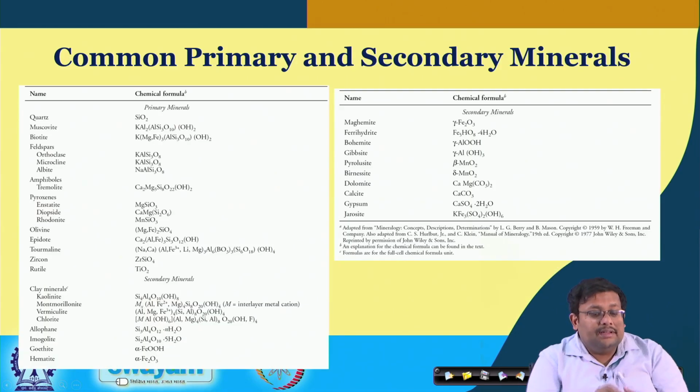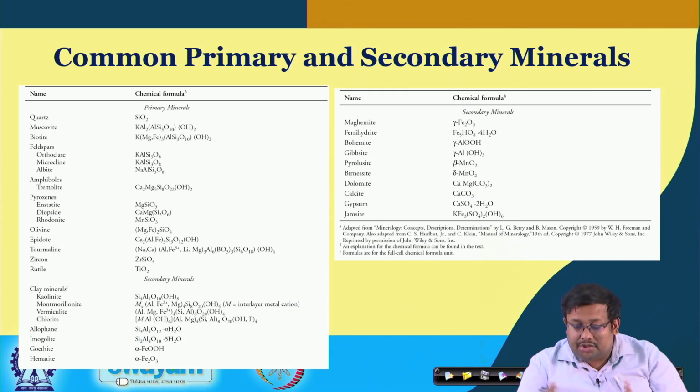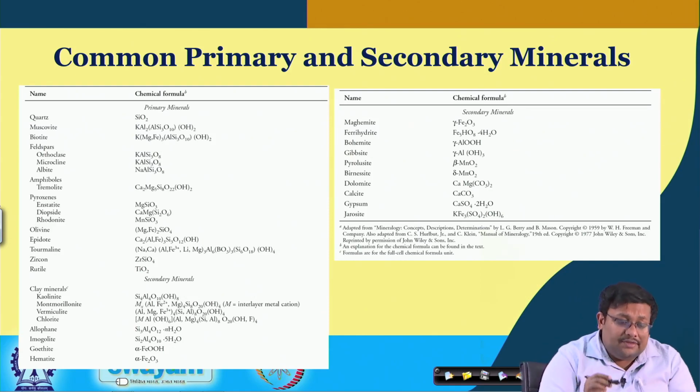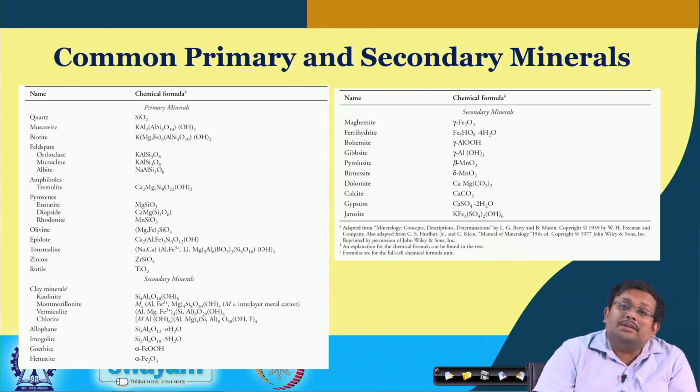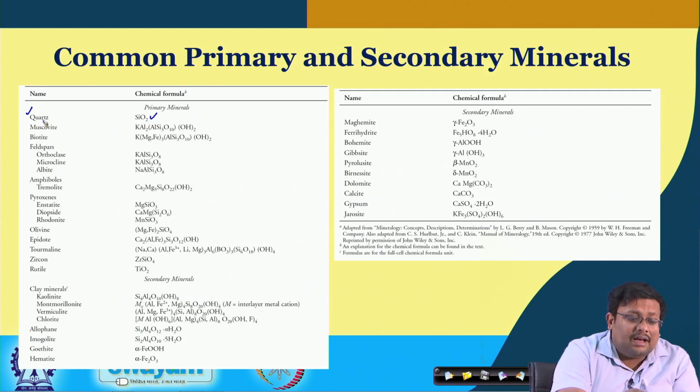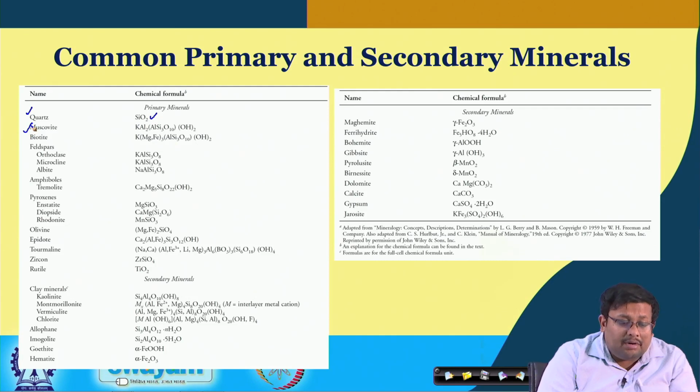So, these two tables basically show the different primary and secondary minerals which are present in the soil, and also their corresponding chemical formulas. As you can see from here, the most common primary minerals are quartz, which has a formula of SiO2, followed by the feldspars, and muscovite is another important primary mineral.